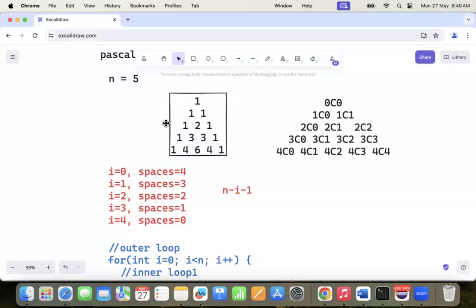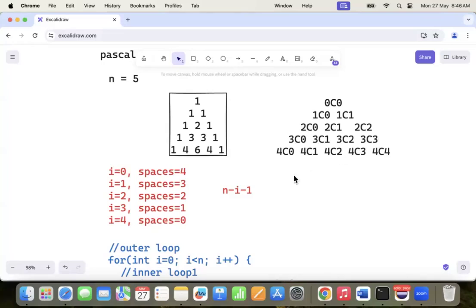2. See, when I'm calculating, I should start my j with 0. I should end my j up to i. For example, if you take the fourth row, could you tell me what's the value of i at the fourth row? 3. My j should start at 0 so that 3C0, 3C1, 3C2, stop at 3, 3C3. Am I clear?